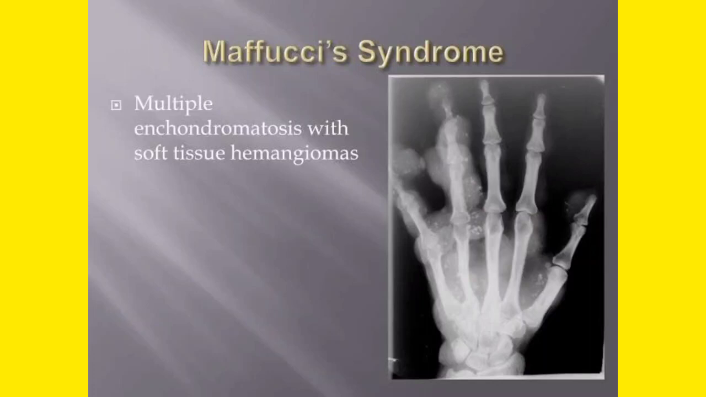M means multiple, M means Maffucci. So Maffucci, M means multiple things. What are the things? Enchondromatosis is there. Along with that, soft tissue hemangioma is also present in case of Maffucci syndrome.